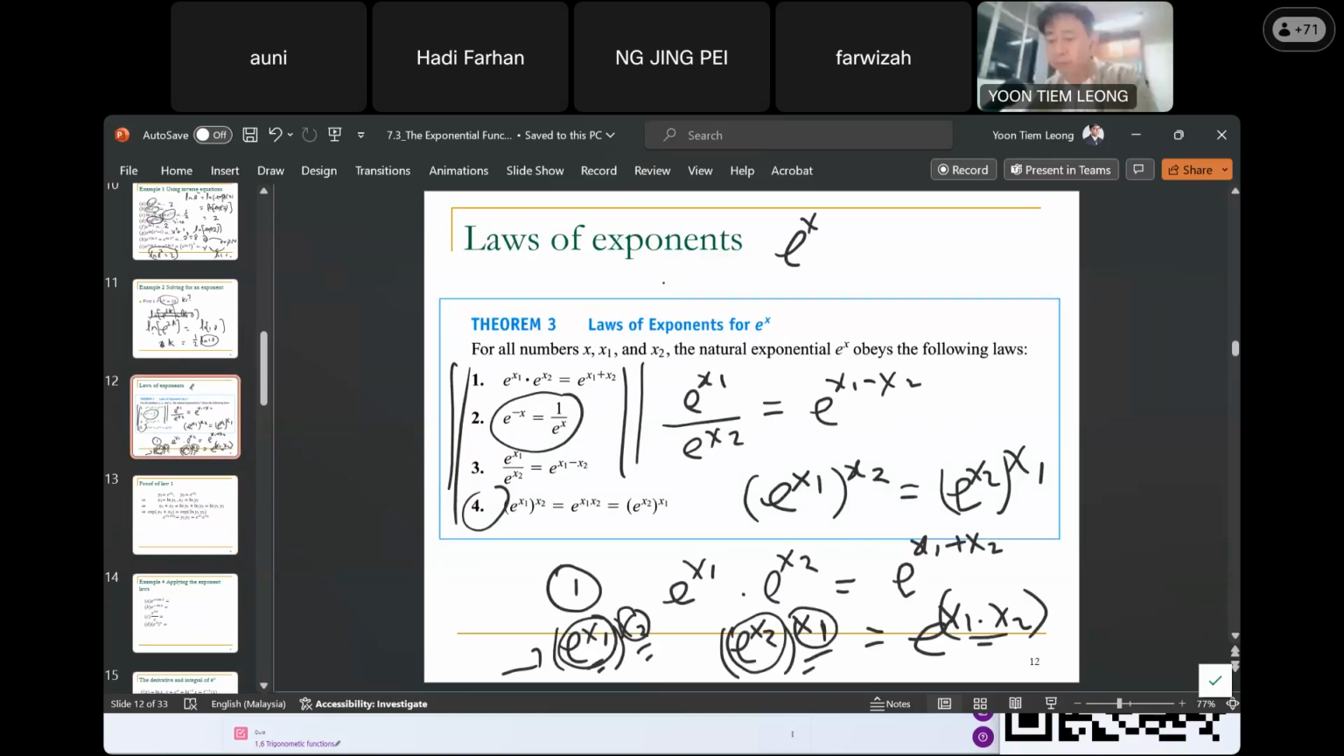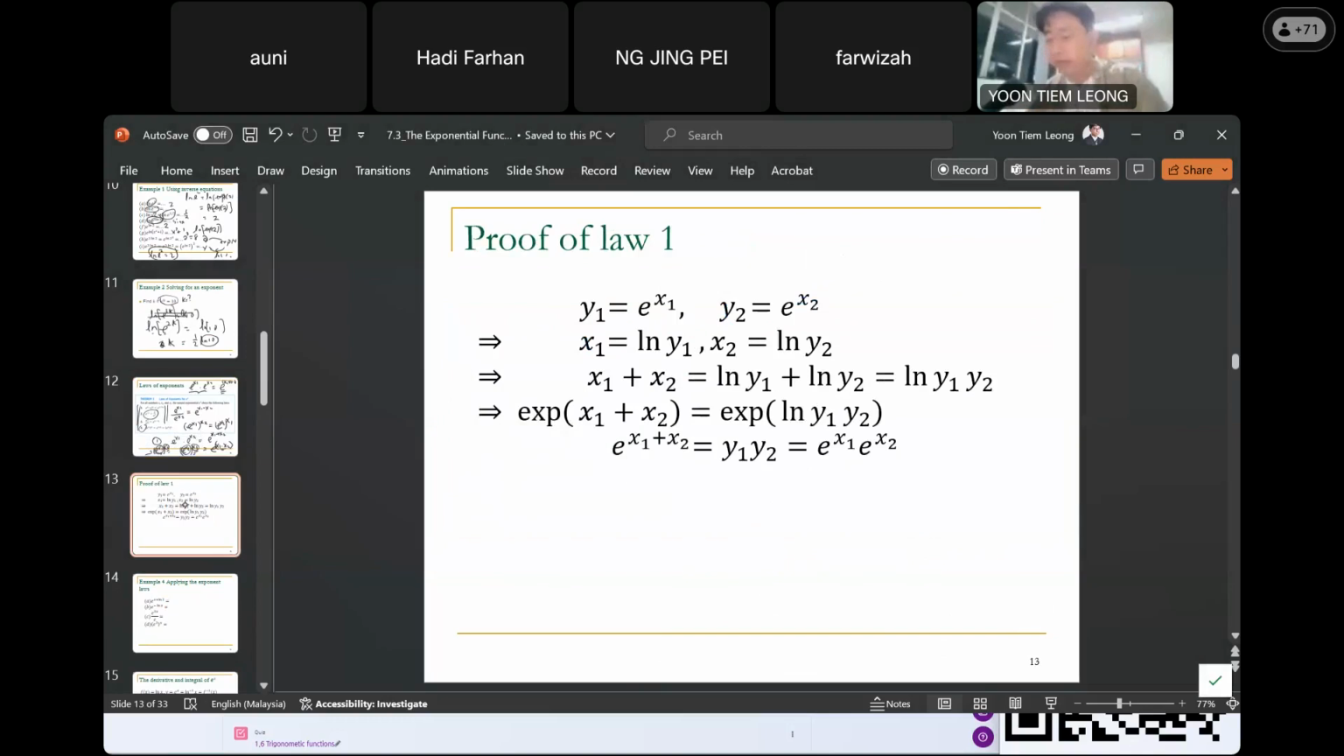So this is a proof of the law number 1, namely how do you know that the product of the two exponential functions is equal to e raised to the power x1 plus x2. So this is not simply assumed, right? You don't simply assume that these two must be equal to this one. You have to prove it. So this is how you prove it.